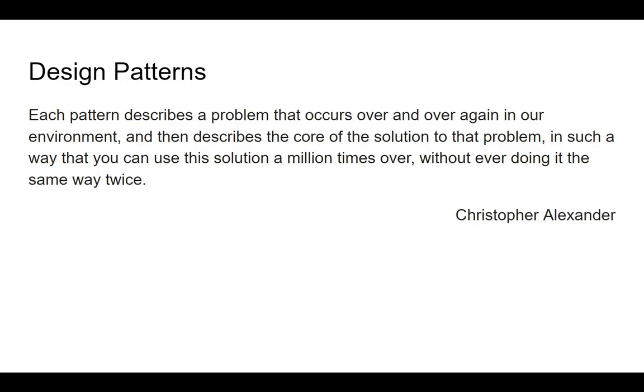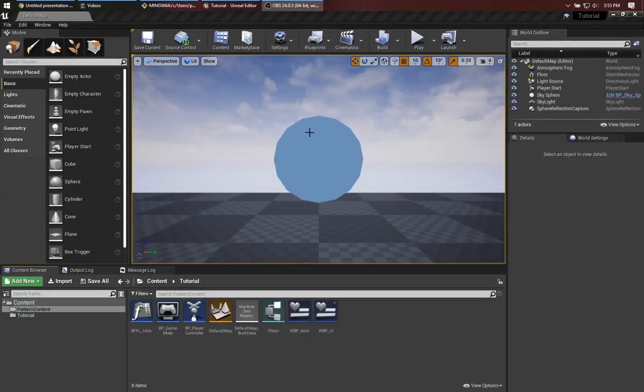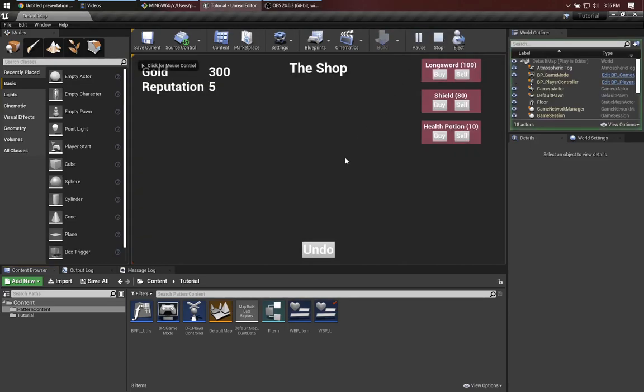including object-oriented software development. So the short version of the command pattern is we want to encapsulate a request as an object. What I want to show you is a little example that motivates the desire for this pattern. I've put together an example that's based on a project that some of my students are working on this semester. It's a shop that sells items to adventurers.